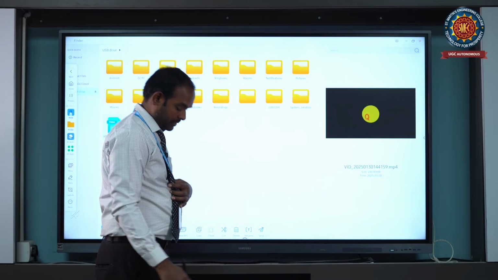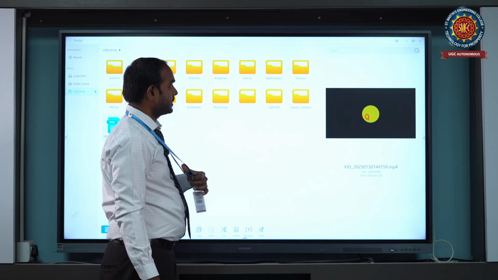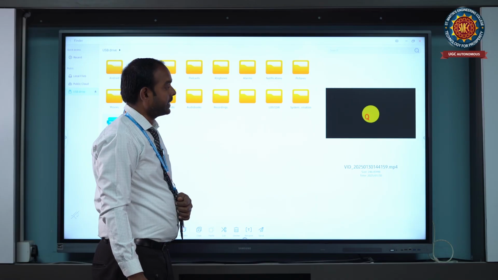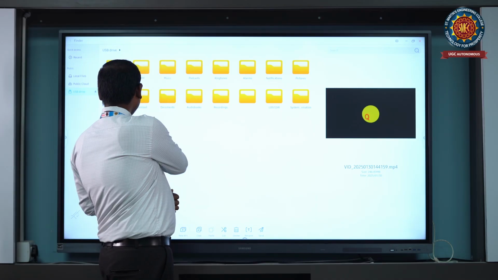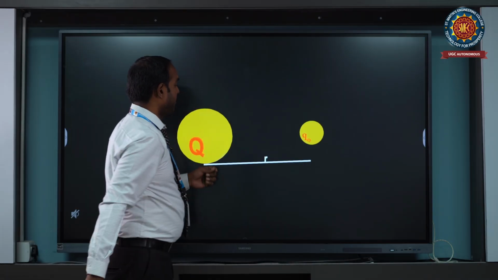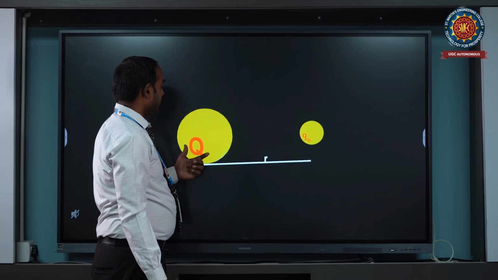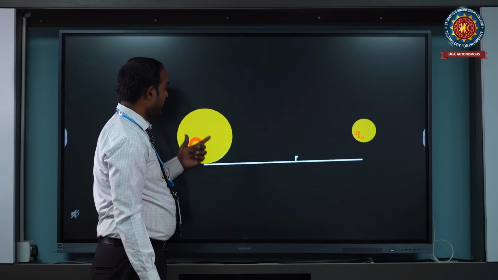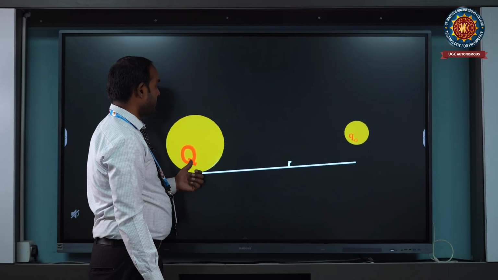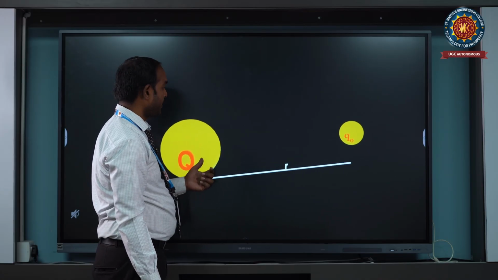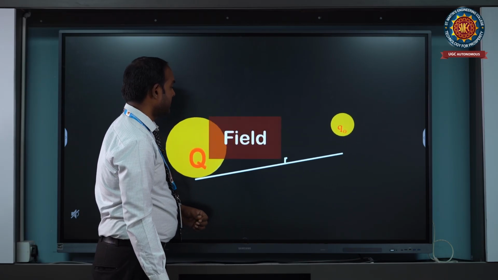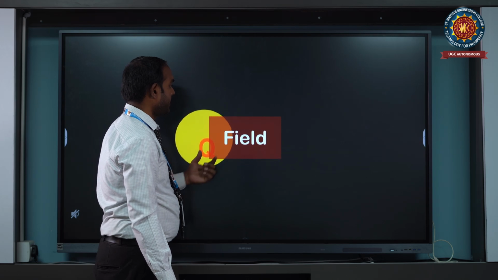Electric field intensity. It is a point charge. Normally when we bring another point charge into it, it experiences a force. A point charge has a field around it. If we see here, it is a source charge Q. It has some field around it. When any small test charge is brought near to it, this source charge will exert a force on it.